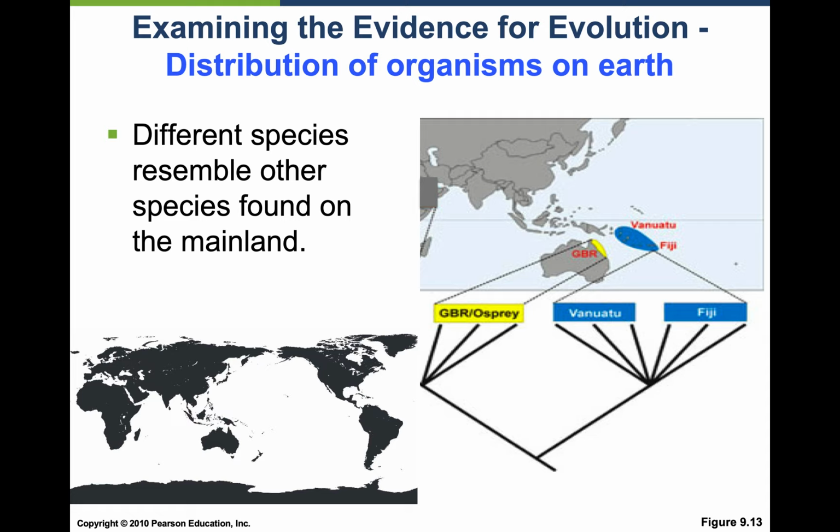And here's another example. You have these osprey birds in Vanuatu and Fiji that are much more closely related to each other. This phylogeny shows that they're more closely related to each other than they are to the ones in northern Australia over here. That makes sense because these birds are closer to each other geographically than they are to this one.